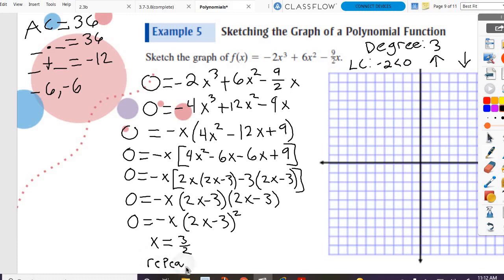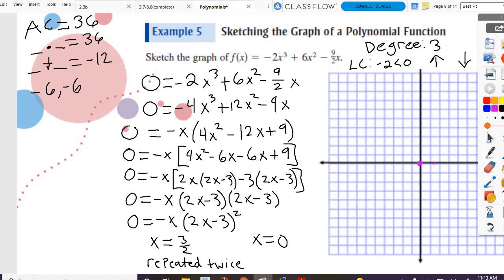What else? That's only 2. We need one more. 0, right? Because we have to set the negative x equal to 0 as well, and that would just give us x equals 0. Agreed? Okay. So now we have zeros at 0 and at 3/2, which is 1.5. Now, what else do we know about our graph? We have our zeros. We also know that the left side has to go up, and the right side has to go down, correct?